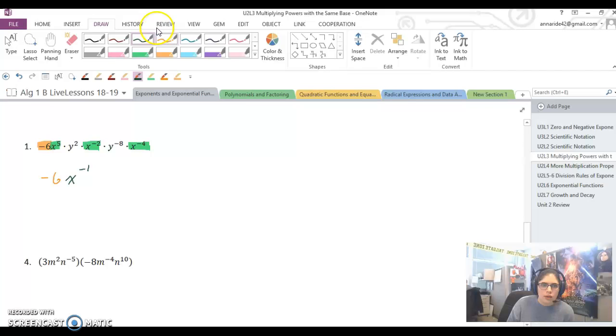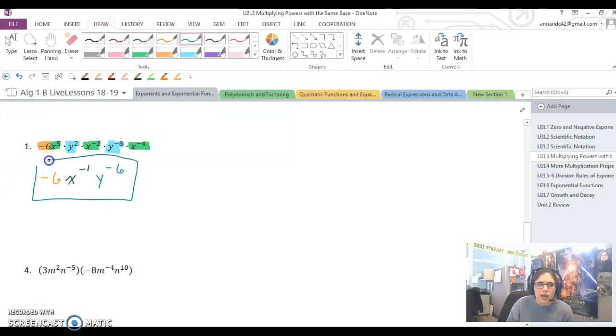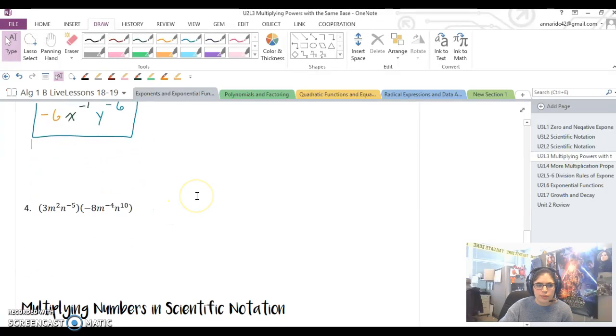Never hurts to double check. And then next, we're going to do my y terms, and there's only 2 of those. So if I have y squared times y to the negative 8th altogether, that is going to give me y to the power of negative 6. 2 plus negative 8 gives me negative 6, and so this is going to be my final answer. All of those terms have been combined. So it took that really messy thing and turned it into a relatively simple algebraic expression.